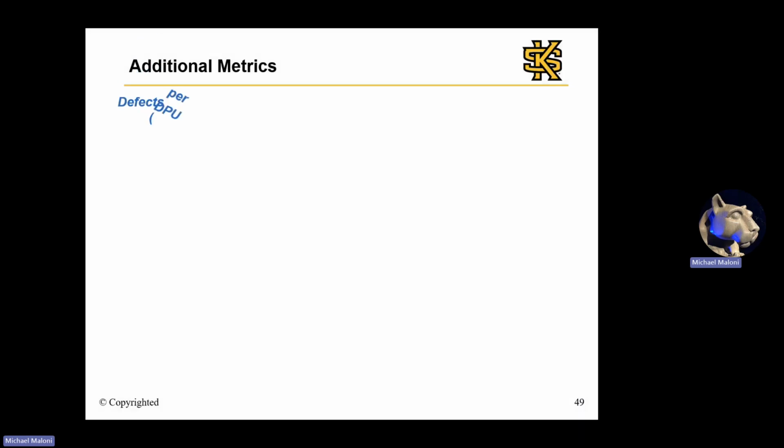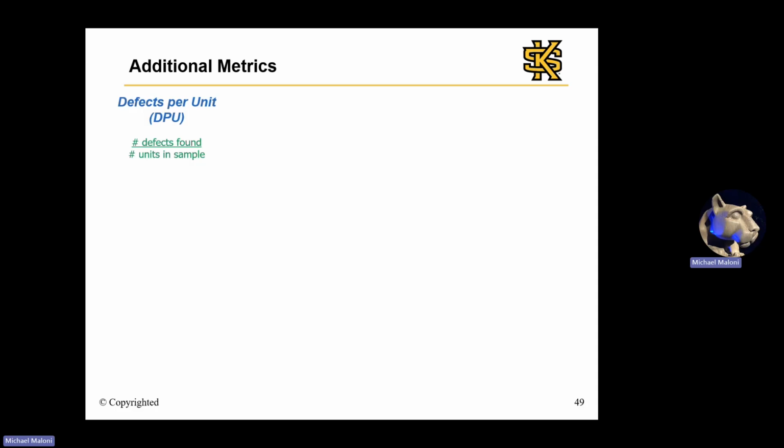Let's look at 3 more metrics, starting with defects per unit, DPU. And that is what it says it is, how many defects are found per unit on average. And the calculation is the number of defects found divided by the number of units in the sample.